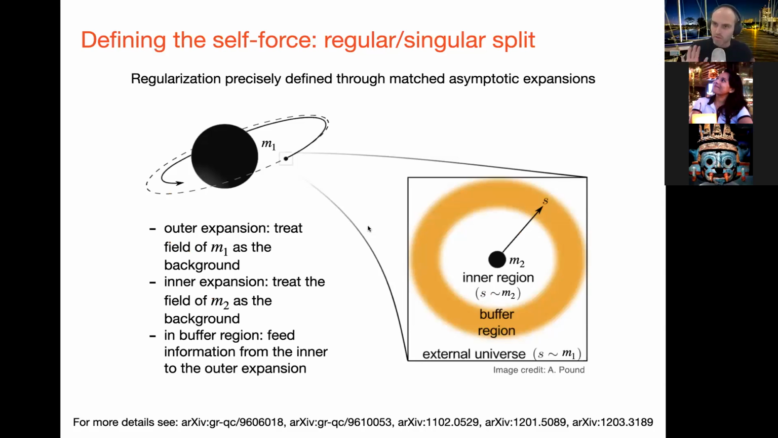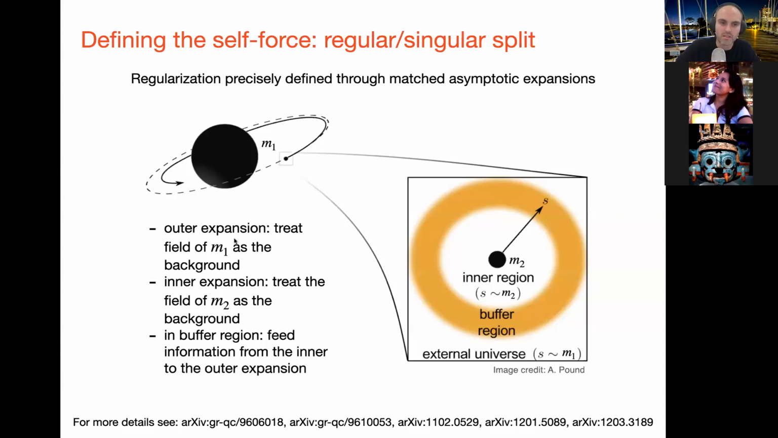So I won't talk about the regularization in depth, only to say that it is extremely rigorously and well defined. So I'm going to start talking about subtracting singular pieces from the calculation. I won't give any more detail other than just to say that this is a well-defined process. And it can be defined rigorously through what's called matched asymptotic expansions.